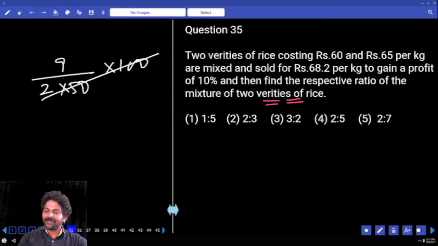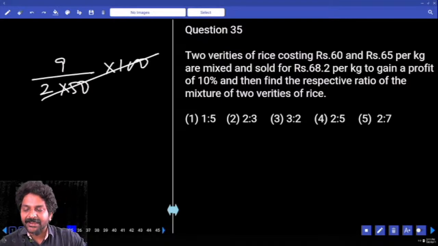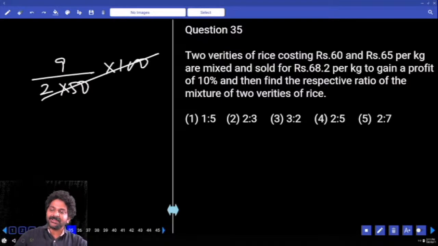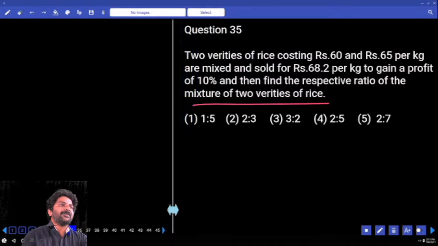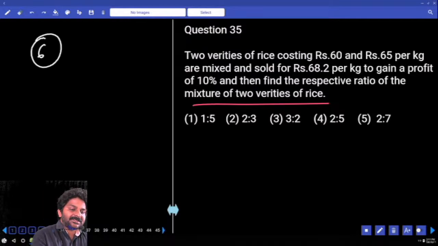Two varieties of rice costing 60 and 65 are mixed and sold for 68.2 per kg to gain a profit of 10%. Then find the respective ratio of mixture of two varieties of rice. Okay. Now, in which concept do you get direct ratio? Allegation. First variety costing 60.